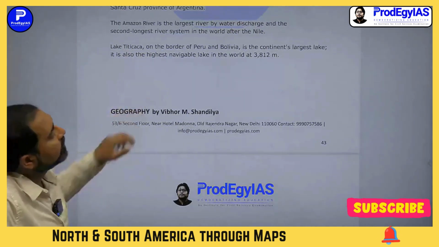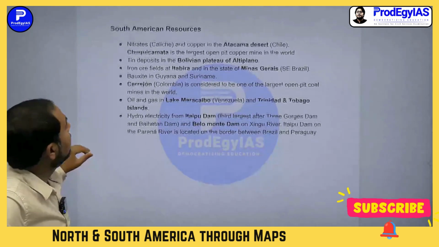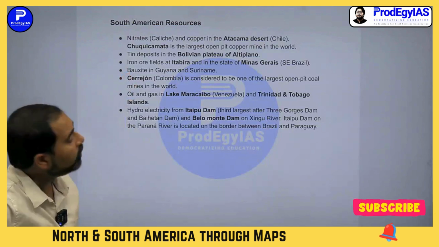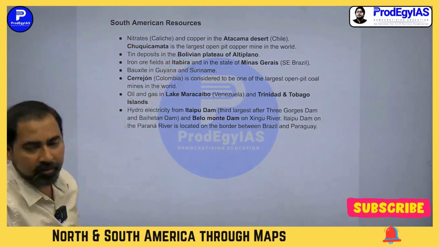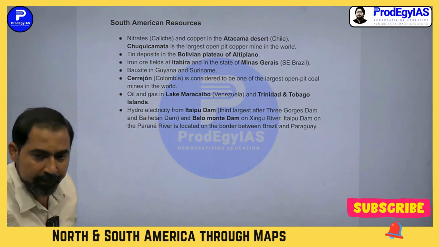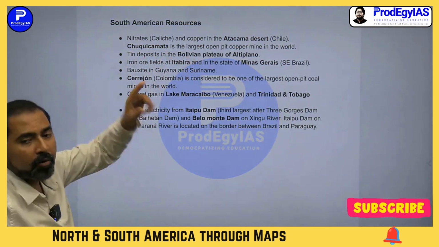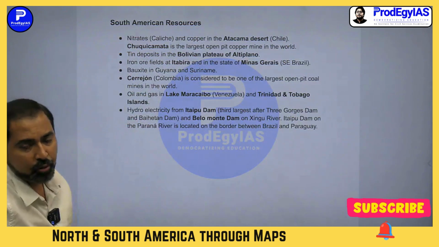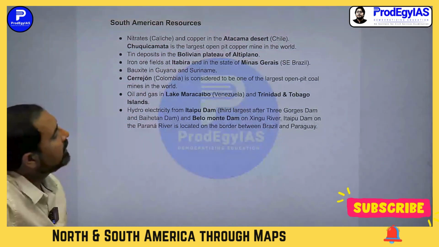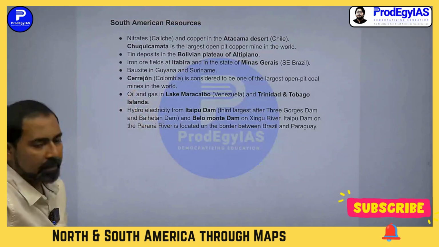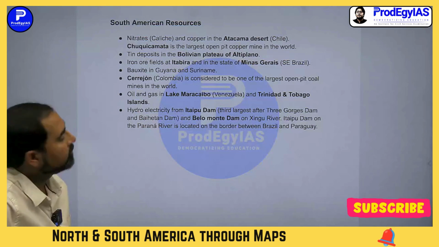Lake Titicaca is the continent's largest lake and highest navigable lake also. Then South American resources. What are the important resources? Like nitrates and copper in Atacama Desert. Where is it? In Chile. Chuquicamata is the largest open pit copper mine in the world. So that becomes important. Chuquicamata, in Chile, in the region of Atacama Desert, is a mining city. It is the largest copper mine in the world.